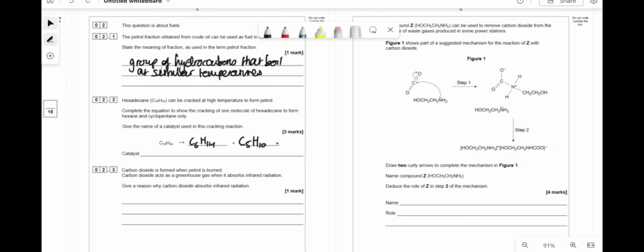So you need to work out how many of these add up to make this. If you put 2 here, you've got 10 carbons and 20 hydrogens here, and then you've got 6 carbons. 10 plus 6 is 16, that gives you C16. And then 14 plus 20 gives you 34, so that balances out. And the catalyst for this is zeolite.